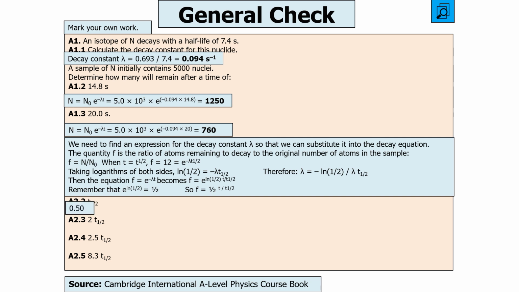After two half-lives, a quarter is remaining. After 2.5 half-lives, 0.18 are remaining. And then finally, after 8.3 half-lives, 0.032 is remaining.